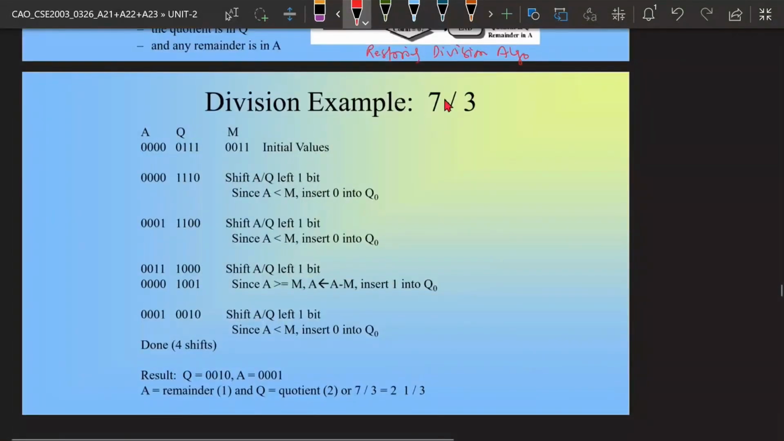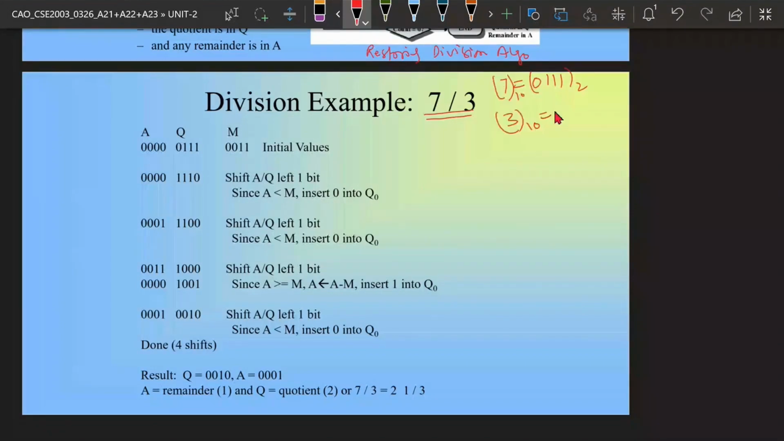Suppose we divide 7 by 3. We are considering the 4-bit representation. So 0, 1, 1, 1 is the binary representation of 7 in decimal. Similarly, the binary equivalent of 3 is 0, 0, 1, 1. Now we will make the initial arrangement.